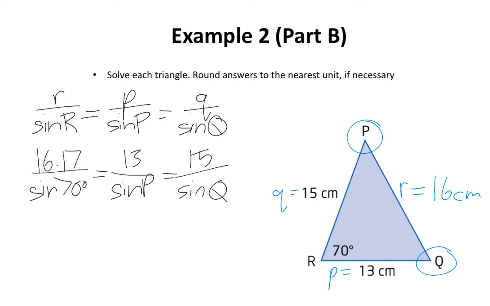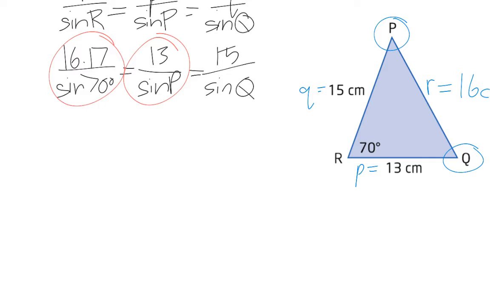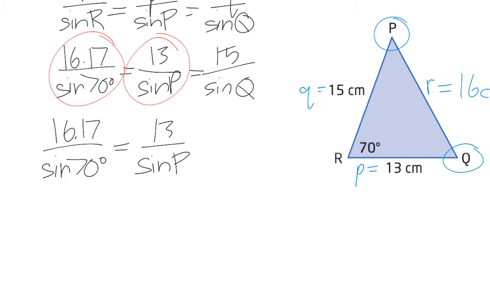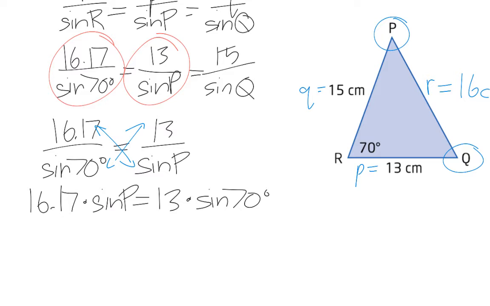Let's say I want to solve angle P first. So that means I'm going to be using this fraction. And I need to use another fraction which doesn't have any variables in it. So I'm going to be using that fraction. Let's rewrite these fractions below. 16.17 over the sine of 70 degrees is equal to 13 over the sine of angle P. I need to cross multiply, which is going to give me 16.17 multiplied by the sine of P, which is equal to 13 multiplied by the sine of 70 degrees.